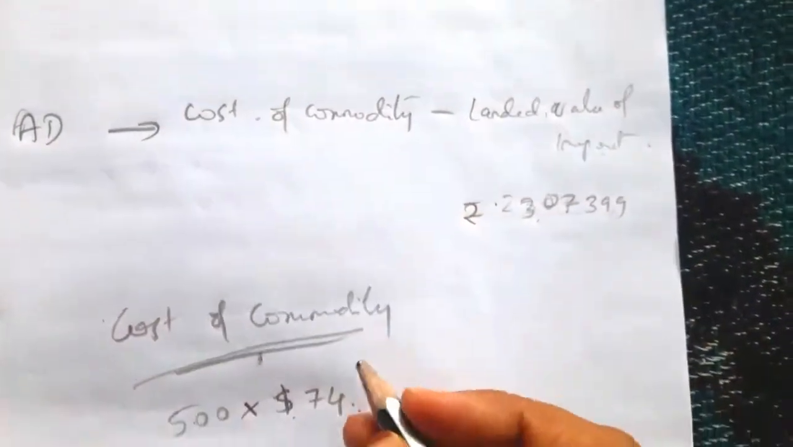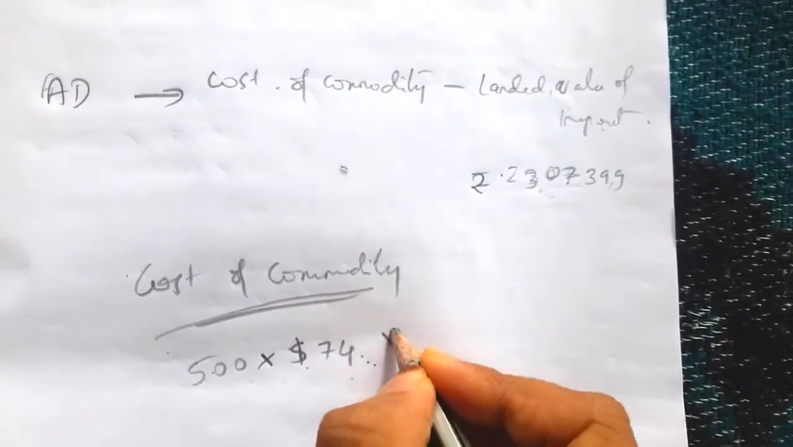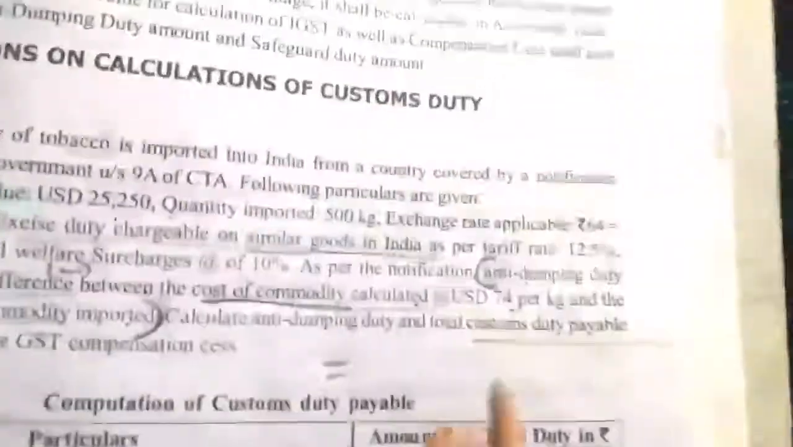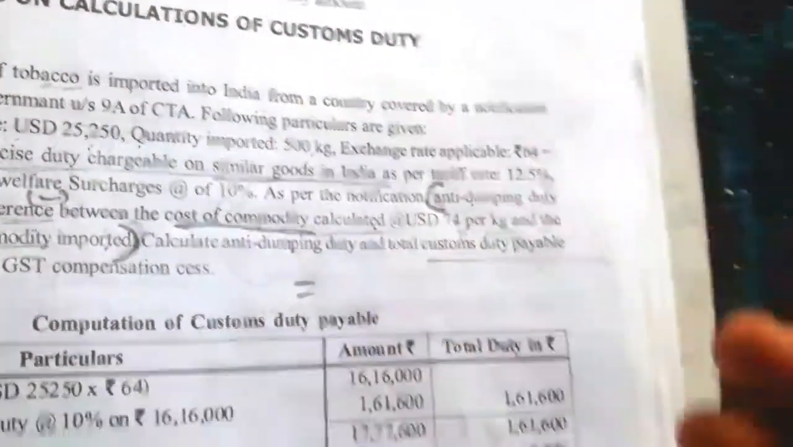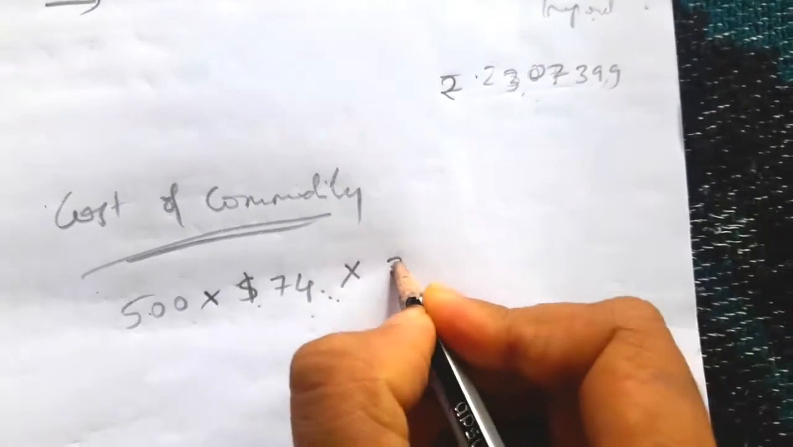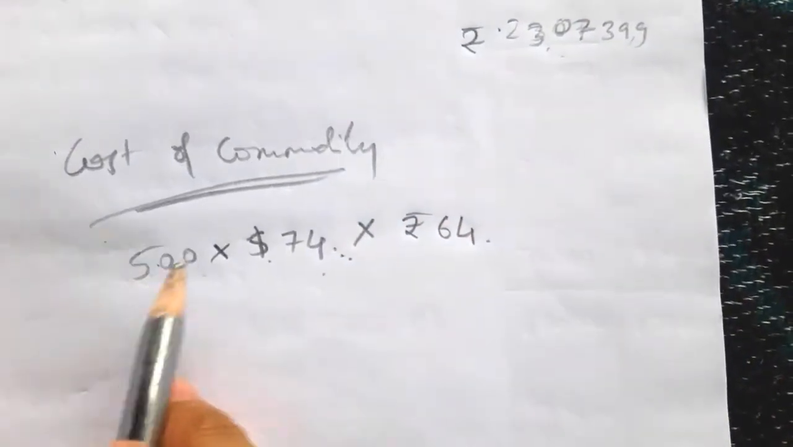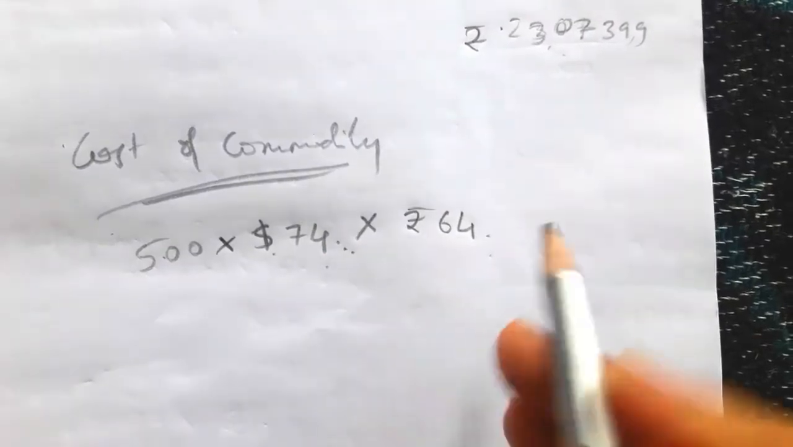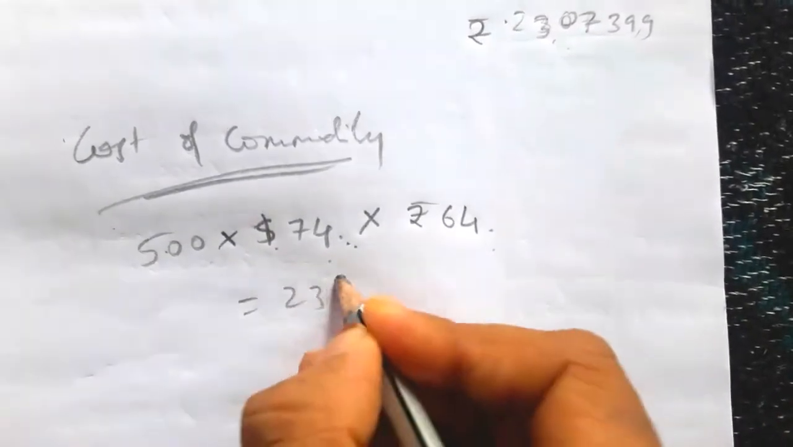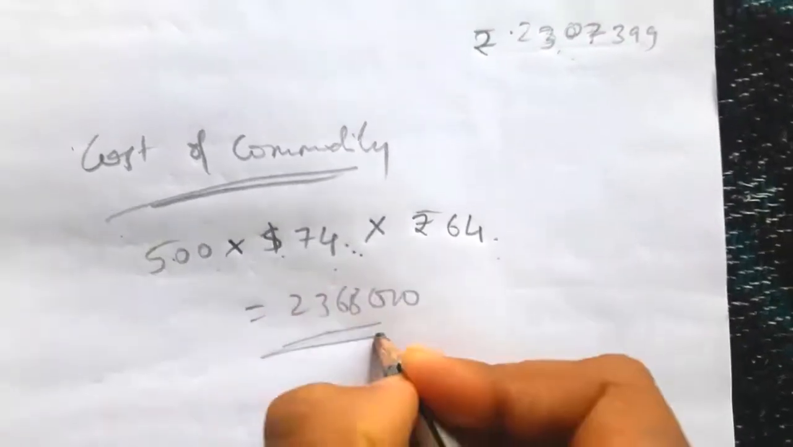Now we have to take this cost of commodity also in the form of rupee. So what is the conversion rate applicable here? For that it is rupees 64. So we have to convert at rupees 64. So 500 into 74 into 64, we will get 23,68,000 as the cost of commodity.